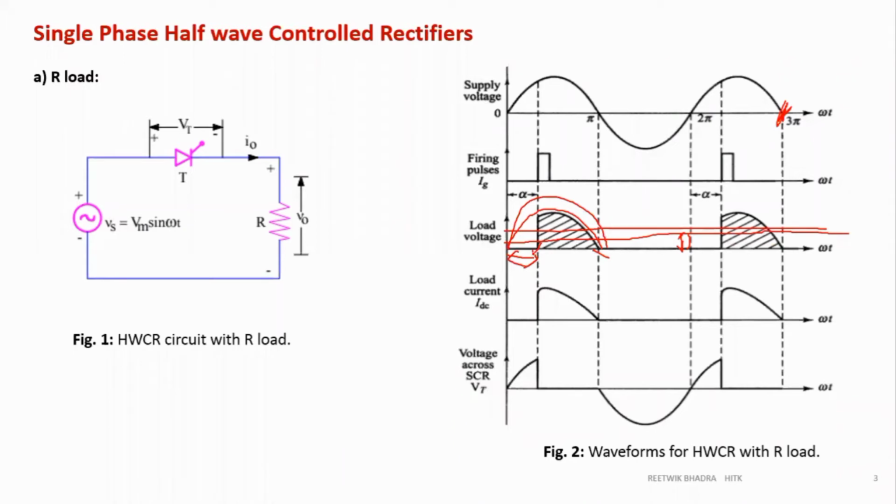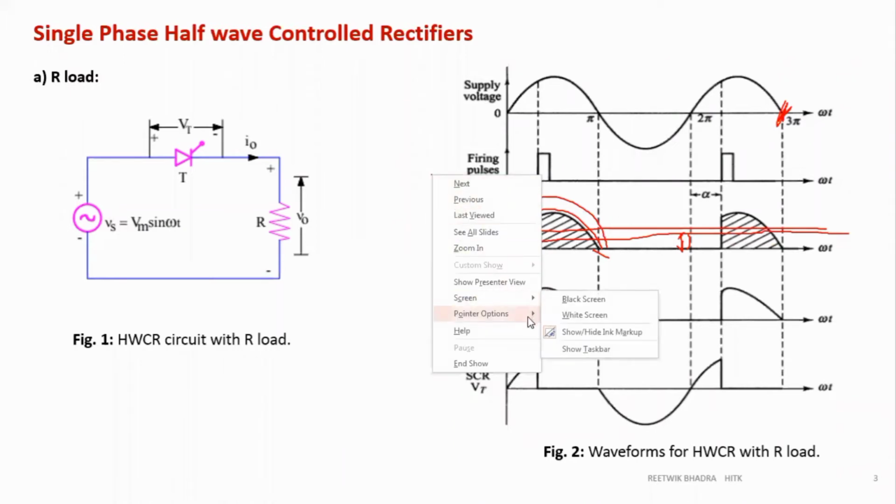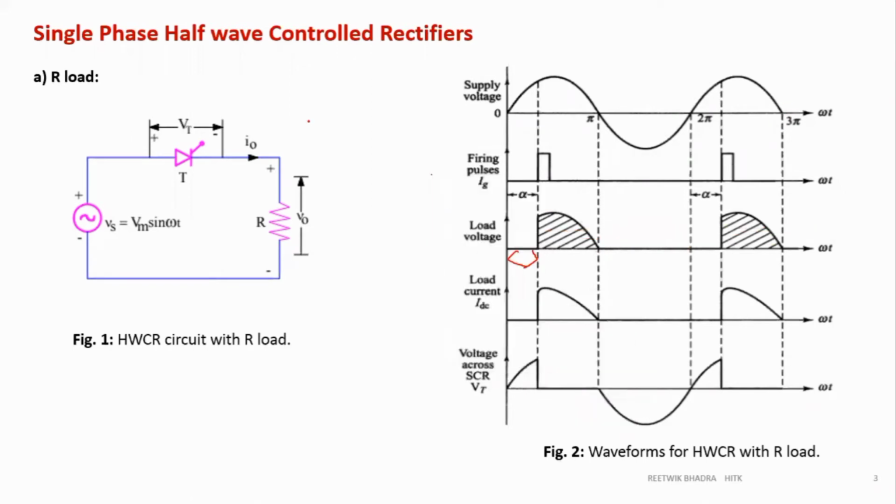So if you can control your alpha, your average and RMS value will change. So that's why we are getting a controlled output. So that's why we are using the term controlled rectifier. Now how will you draw your VT? Two methods we'll see. First method, how to draw your VT.